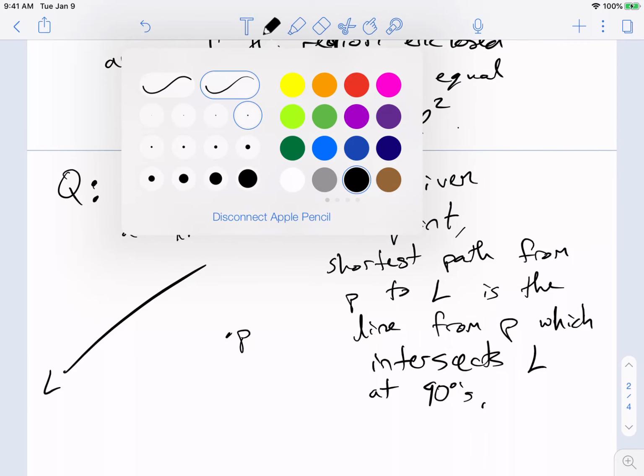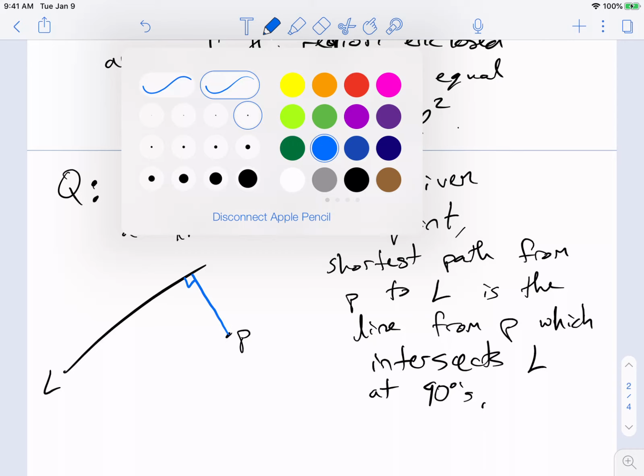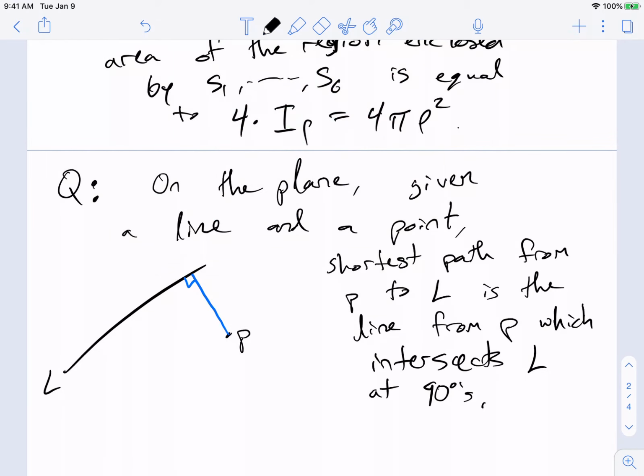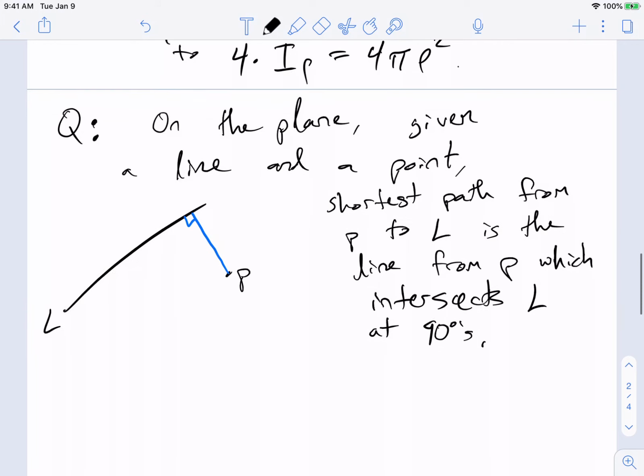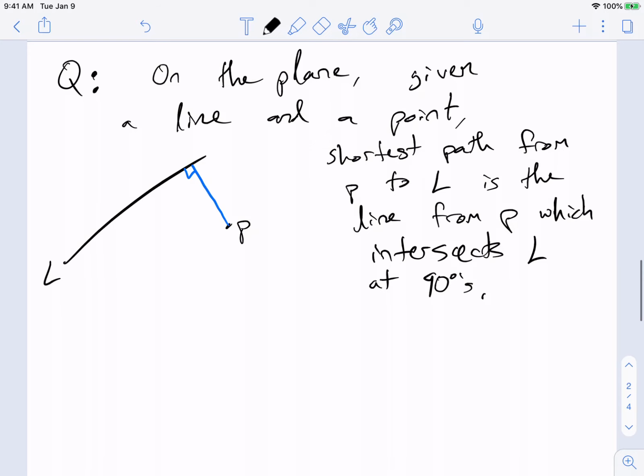Right, so if I draw a picture here, this is the shortest path. How do we know that? Well, we have the triangle inequality for one thing, right? But this is the shortest path, right? I guess you can see it by drawing circles, maybe.